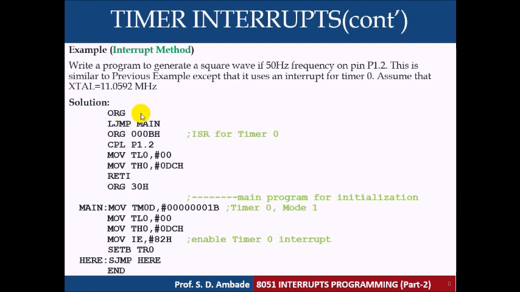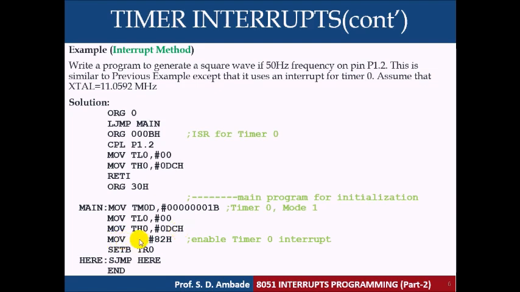ORG 0 is our initial origin directive. LJMP main. This is for bypassing the interrupt service routine. It will jump our program to the main level, where it starts from the location ORG 30H. MOV TMOD, #00000001B, which will configure our timer 0 in mode 1. MOV TL0, #00, our lower byte count. MOV TH0, #0DCH, our higher byte count is loaded.